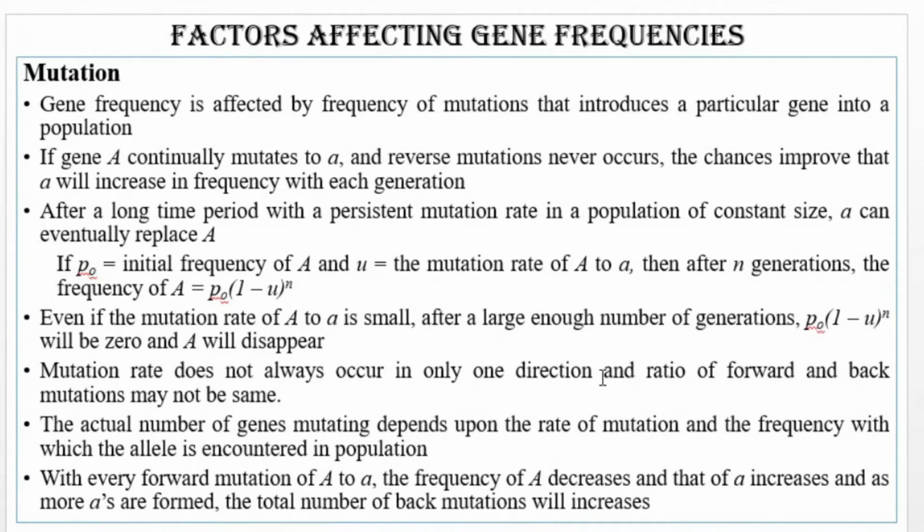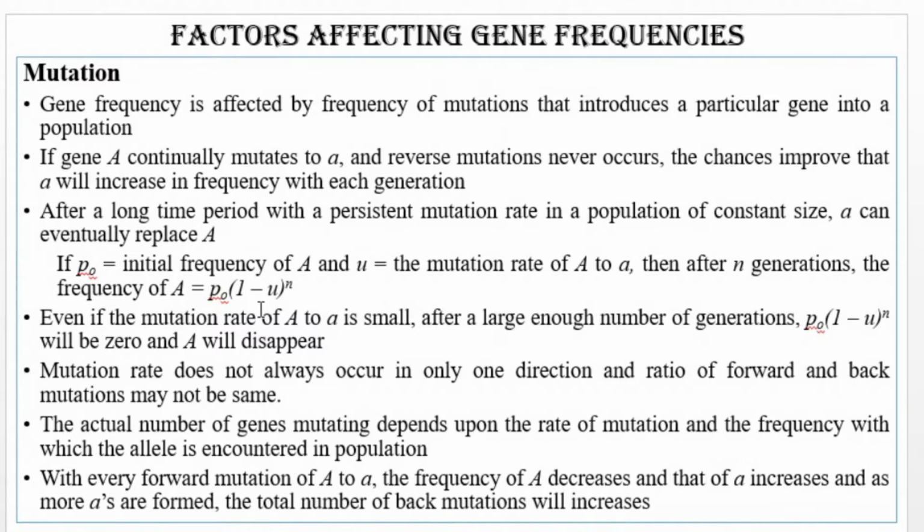Again, there is not only forward mutation in the population; there is backward mutation too. So the dominant allele converts to the recessive allele as well as the recessive allele converting to the dominant allele, but the rates of forward and backward mutation between dominant and recessive are not similar.